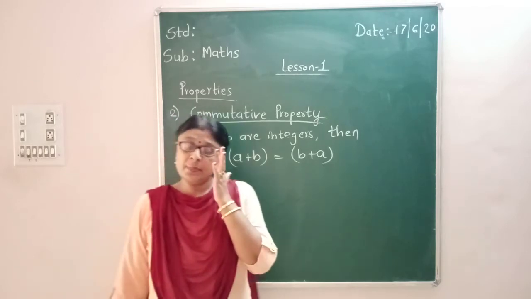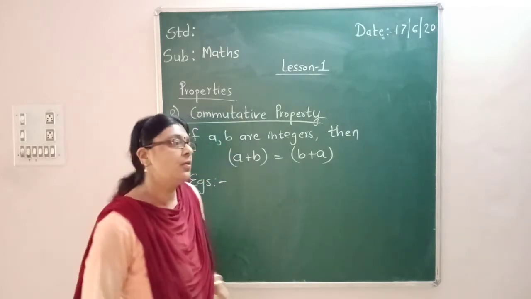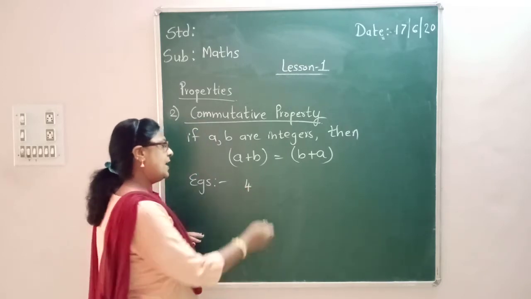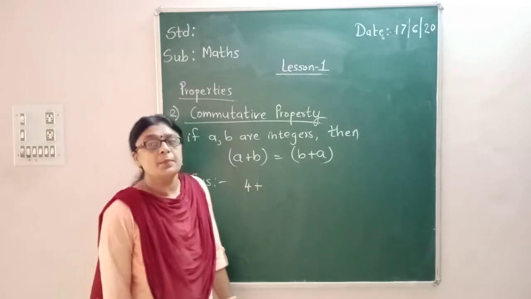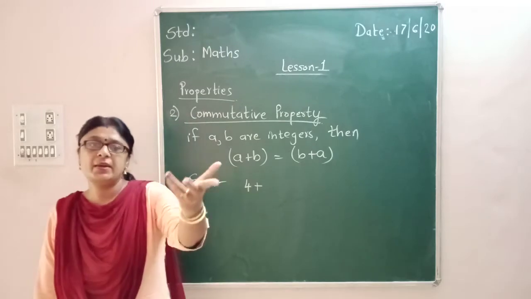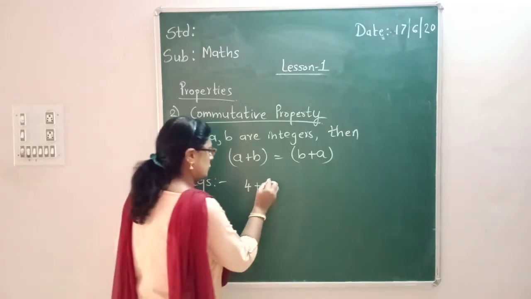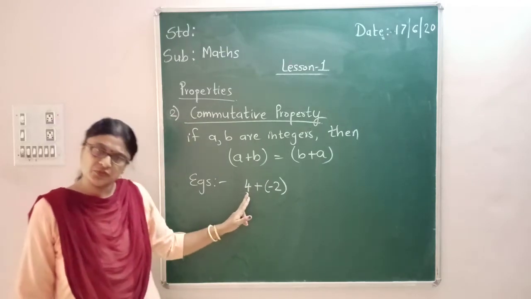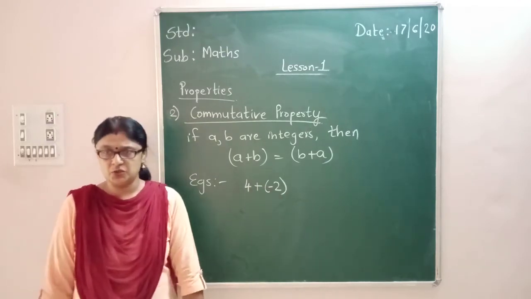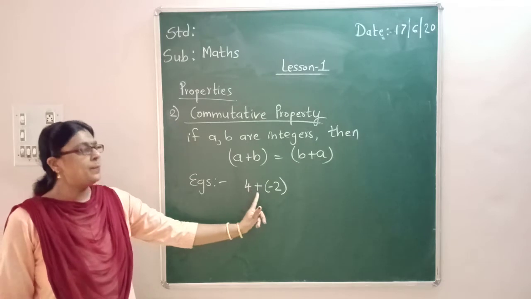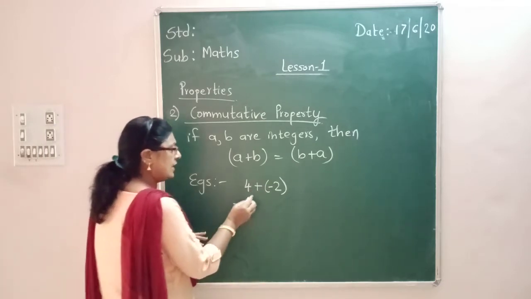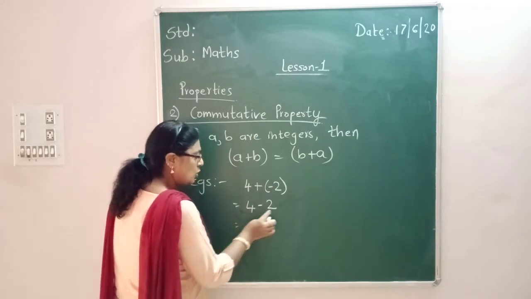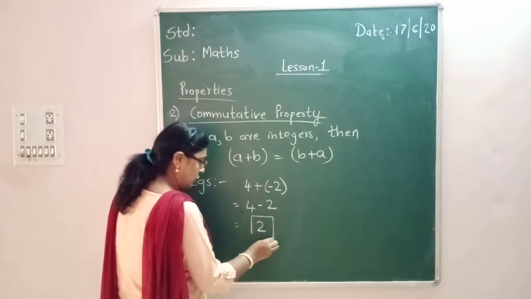Okay, give me an example of any integer. Okay, I say it as 4 plus B is, anybody? Okay, let me take -2. So here A is 4 and B is minus 2. Right? So when I do 4 plus minus 2, what answer will I get? 4 plus minus is minus. So 4 minus 2. So 4 minus 2 is 2.